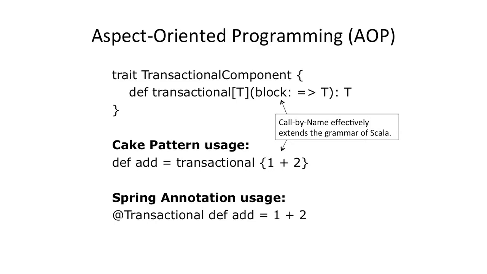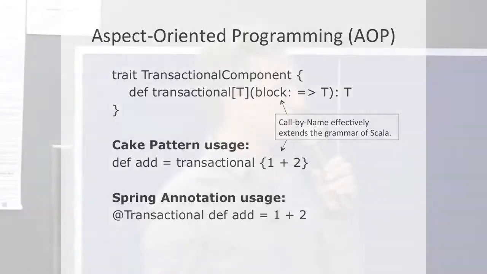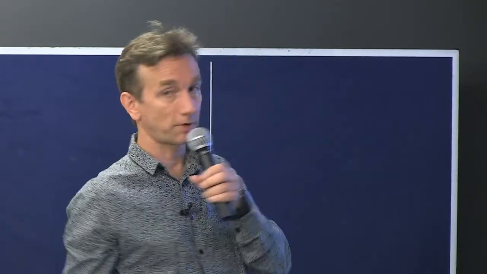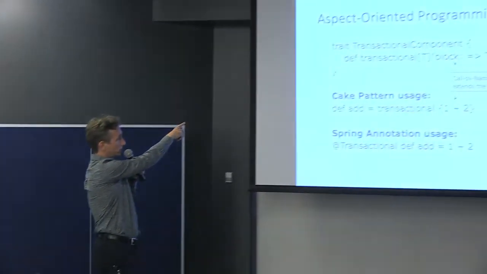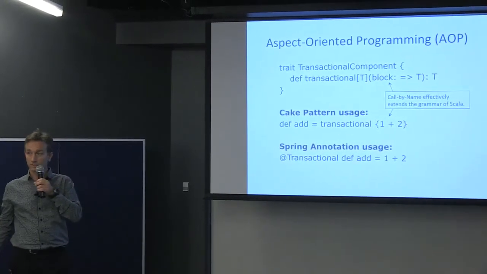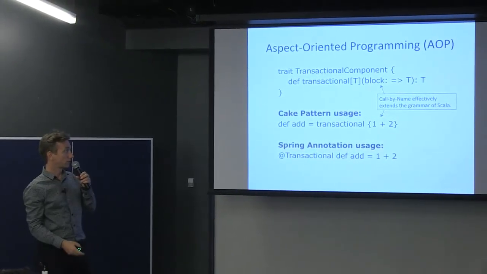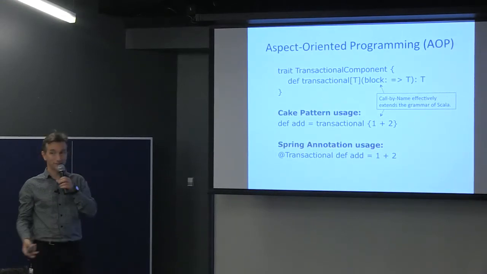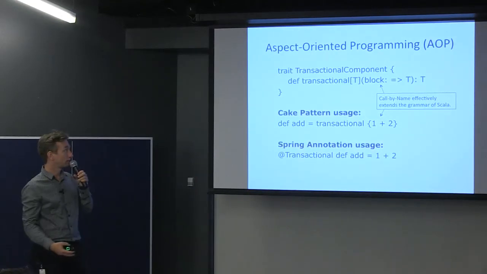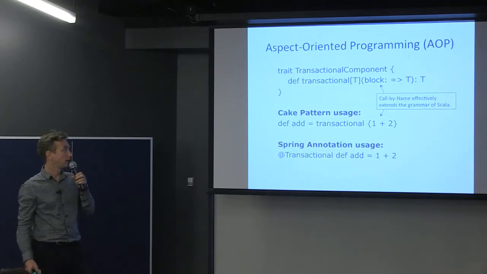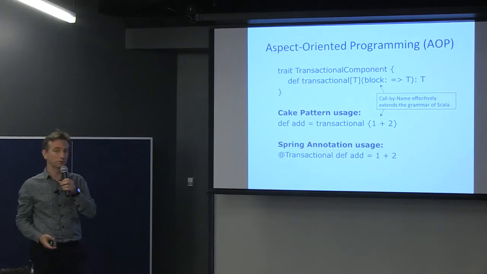And then I mentioned aspect-oriented programming at the beginning. So this is another good example, I think. We definitely use this. This is a way of controlling transactions, for instance, on a database. So we can have a transactional component, and then in there we've got the transactional function, which we want to return any type, however you happen to be using it, and we're passing in a block of code. So this is like a DSL, a domain-specific language, or it's call by name, and effectively extends the grammar of Scala.